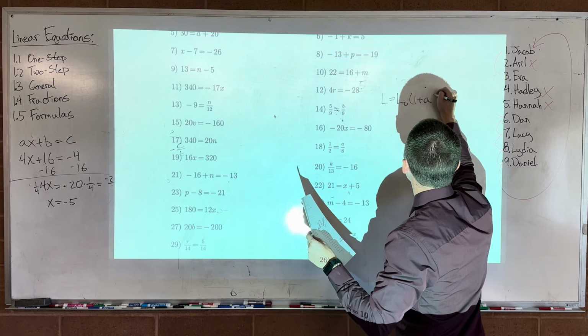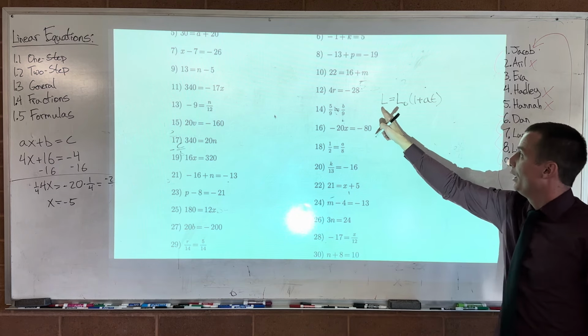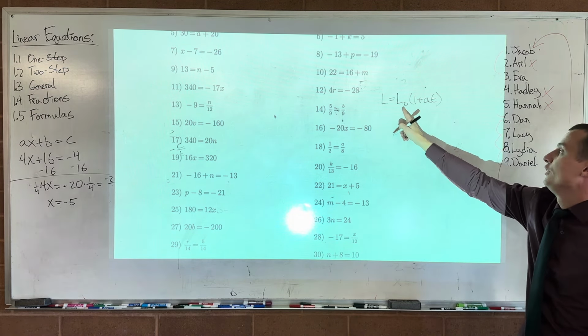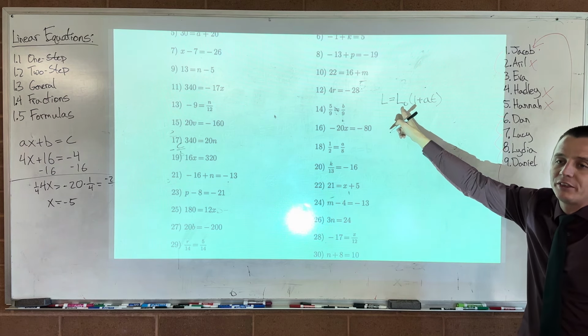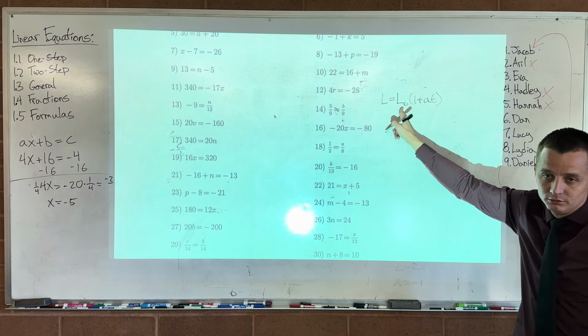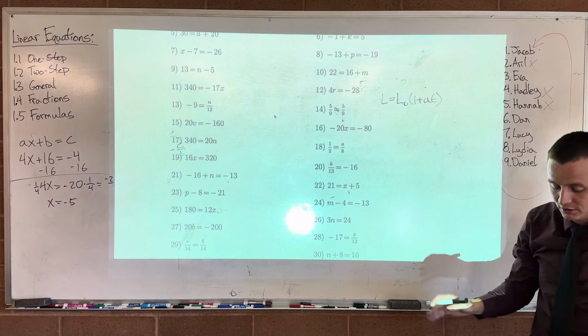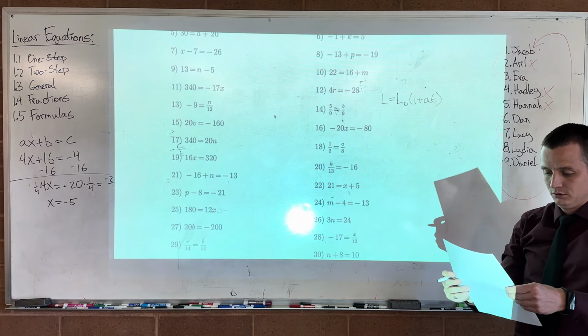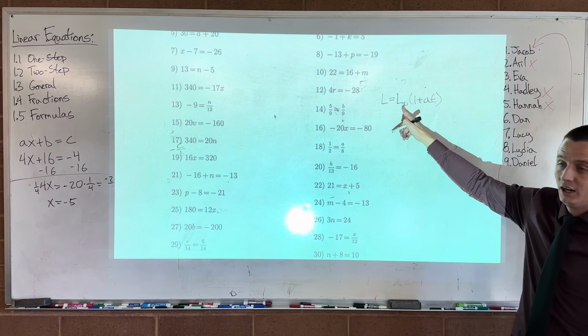1 plus AT. Okay. So L equals L naught times 1 plus AT. This L naught is just a different variable. You can switch that out with an M, a P, a W, whatever you want. It's just a different variable. And so, what are we solving for? L naught. Yes, we're solving for L naught.